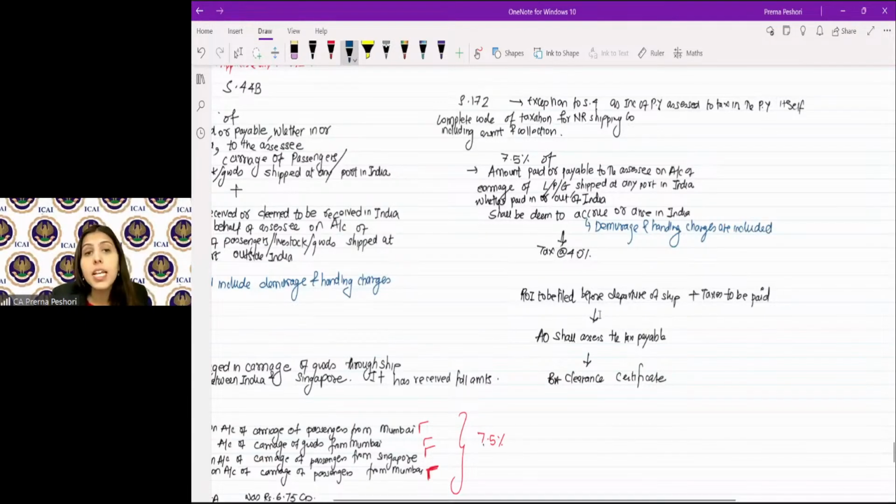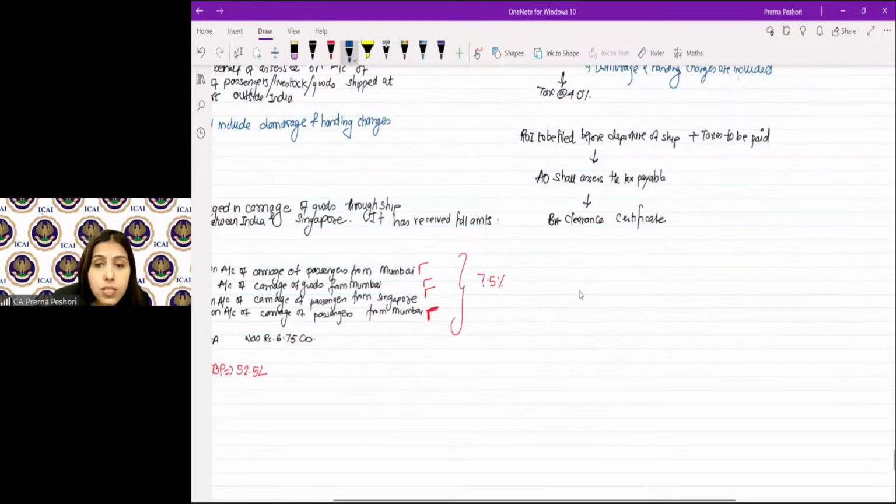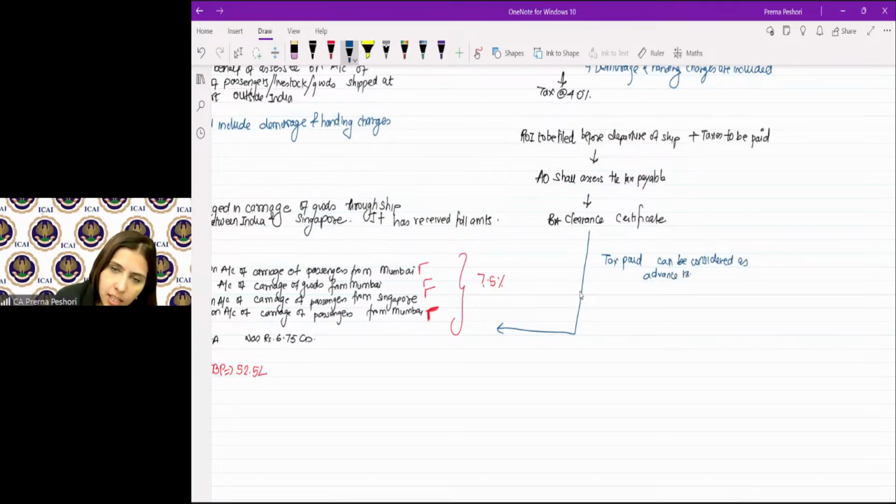In the 7.5%. Now, if the assessee wants, they can claim this as advance tax if they want to go for 44B in the assessment year. So the tax paid can be considered as advance tax if the assessee opts for section 44B in the assessment year. It is possible that the assessee in the assessment year may opt for 44B and then claim the tax paid under 172 as the advance tax. Is this clear?